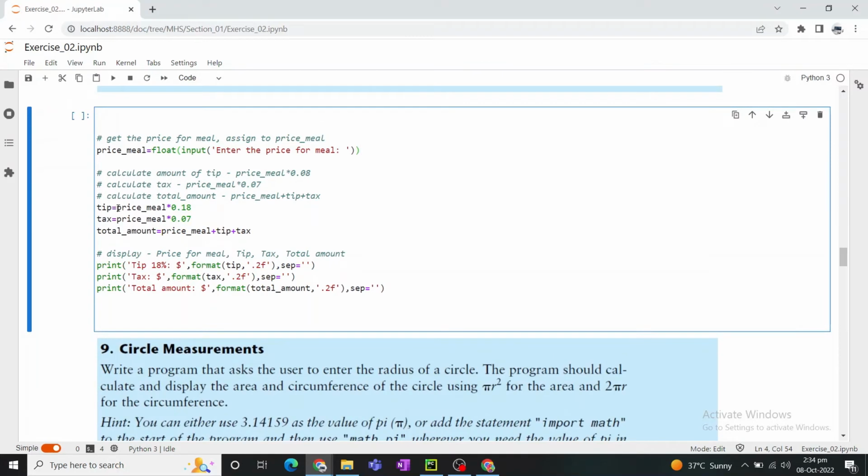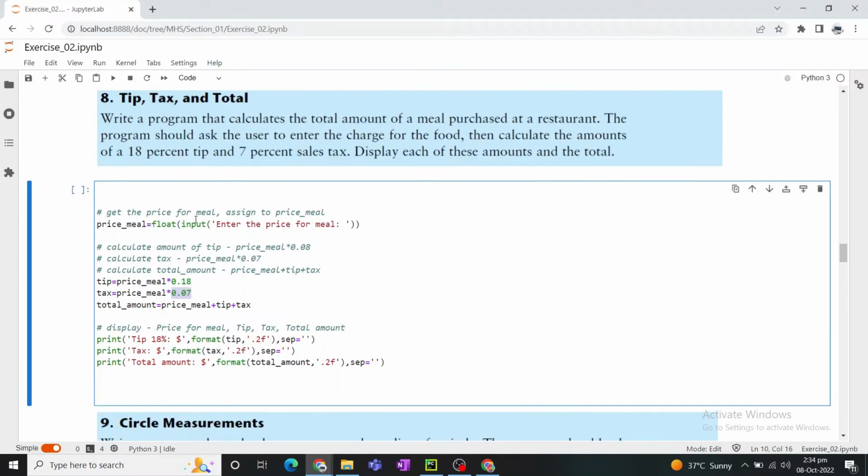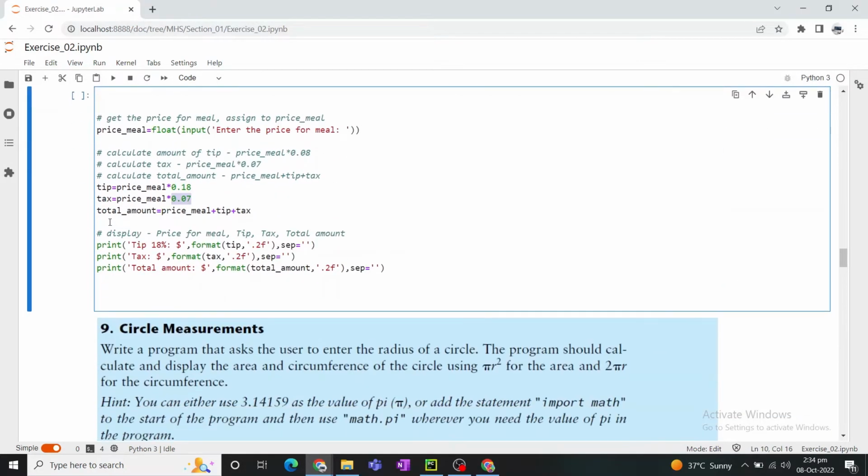So we will calculate the tip by multiplying the price of the meal by 18%. We can see in fraction form 0.18. We can calculate the tax price by multiplying the price of the meal by 0.07. Over here we have seen the 7% sales tax. Now we will add the price of the meal, the total cost that we have entered over here, the tip amount, and the tax amount. So three amounts will be added: the price of the meal, tip, and tax.